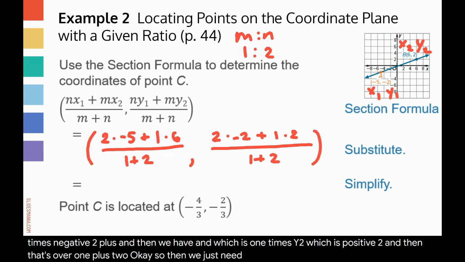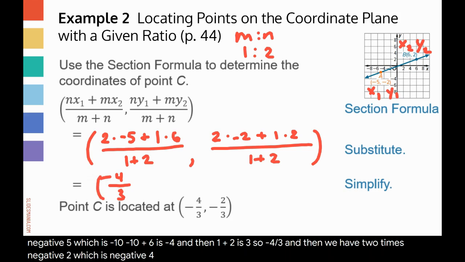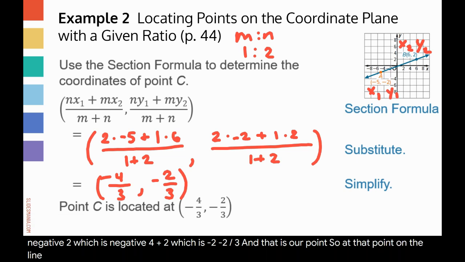Okay, then we just need to simplify it a little bit. We've got 2 times negative 5, which is negative 10, plus 6 is negative 4. And then 1 plus 2 is 3, so negative 4 over 3. And then we have 2 times negative 2, which is negative 4, plus 2, which is negative 2, negative 2 over 3. And that is our point. So at that point on the line, it will divide the segment into a 1:2 ratio.